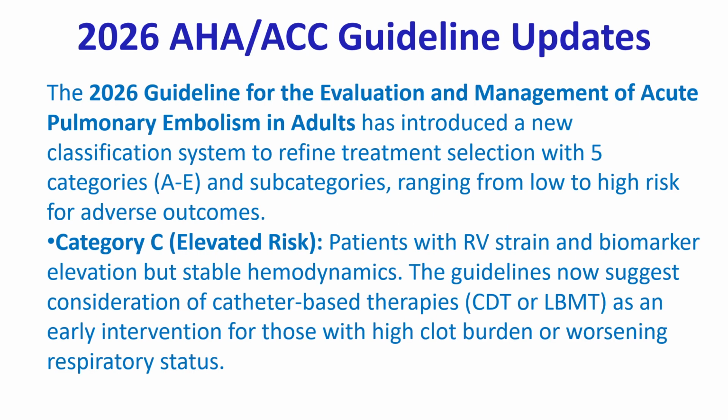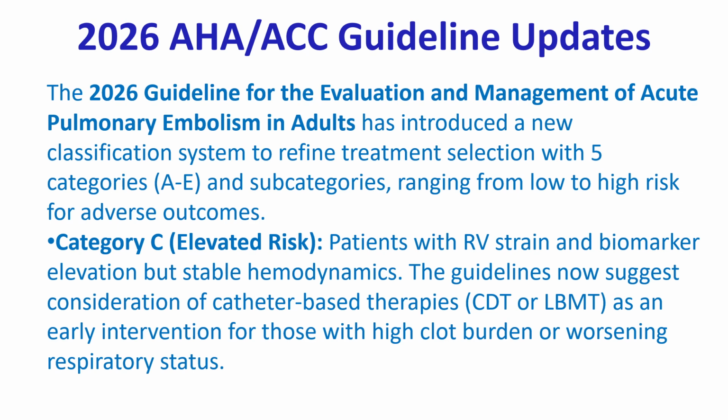The 2026 guideline for the evaluation and management of acute pulmonary embolism in adults has introduced a new classification system to refine treatment selection, with 5 categories, A to E, and subcategories ranging from low to high risk for adverse outcomes. Category C, elevated risk: patients with RV strain and biomarker elevation but stable hemodynamics. The guidelines now suggest consideration of catheter-based therapies or LBMT as an early intervention for those with high clot burden or worsening respiratory status.